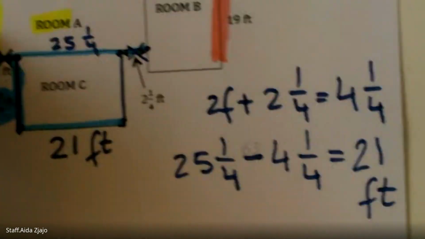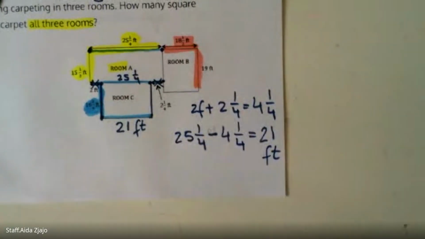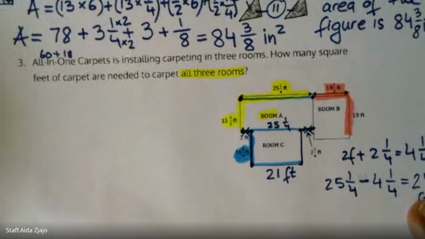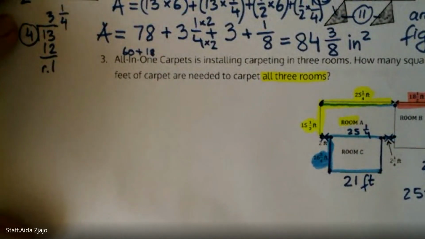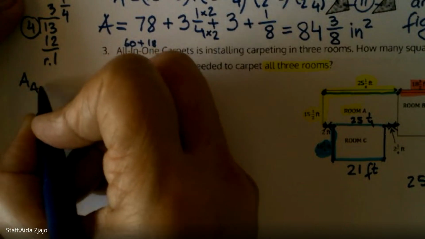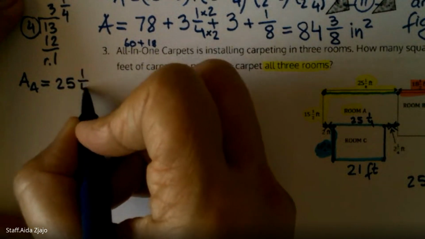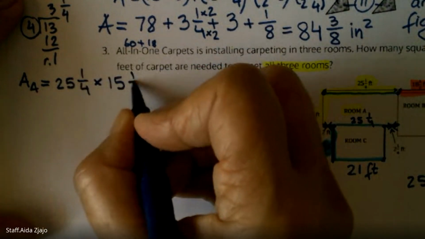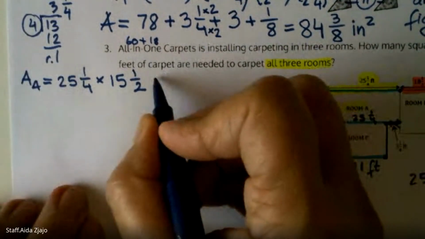Okay, so whoops, make it smaller so you can see. All right. So now I know all the dimensions. All I need now is to say what is the area of A, what is the area of B, and also add all that together. So area of A equals 25 1/4 times 15 1/2 feet squared.